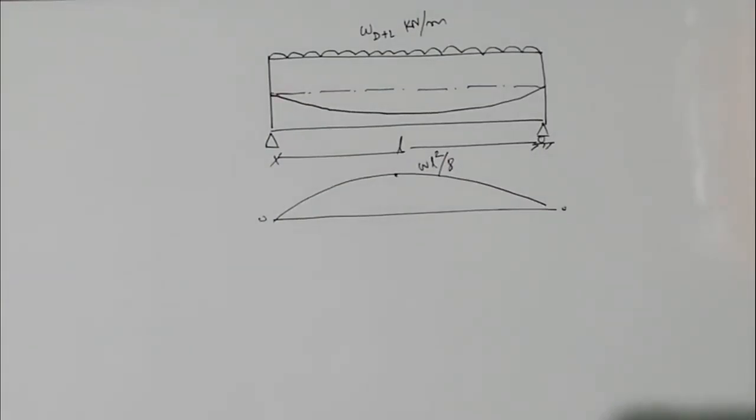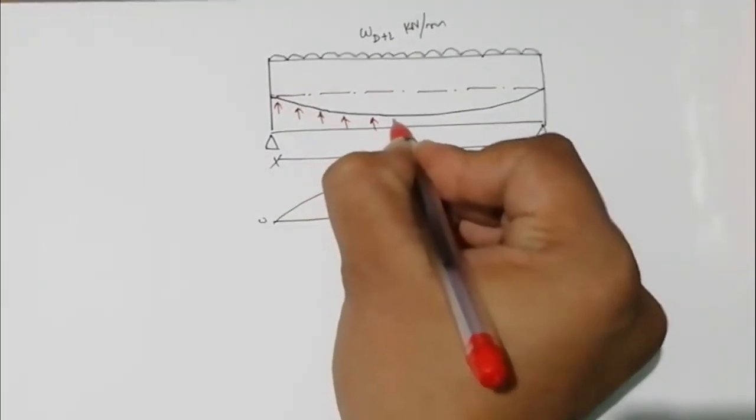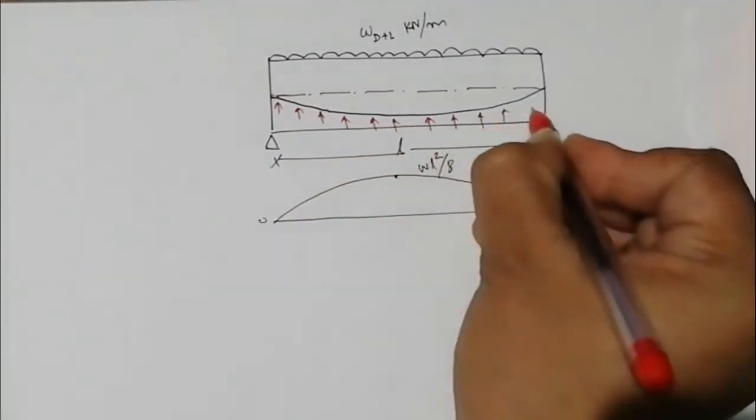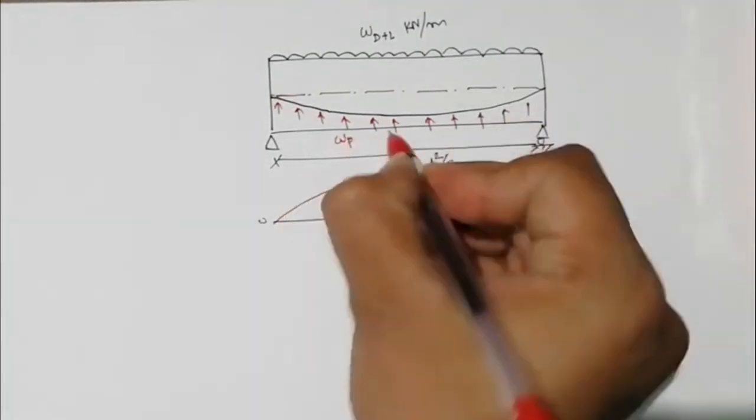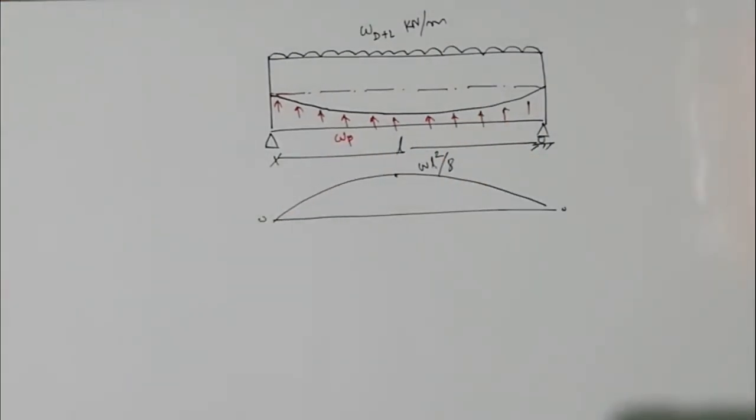Now the question is, to counteract the uniformly distributed load due to the dead load and the live load, the tendon will also generate a reaction which will be in terms of a uniformly distributed load. Let the reaction generated by the tendon be WP, the reaction generated due to the pre-stressing tendon. Now the equation for the profile of a parabolic tendon.